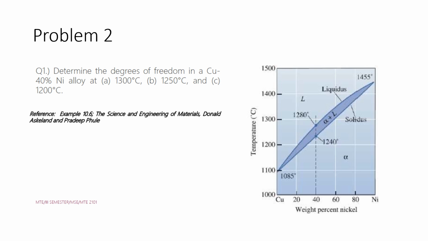Problem number 2. In this problem, you have to determine the degrees of freedom in a copper nickel alloy, same figure, same plot. Determine the degrees of freedom in the copper nickel alloy at 1300 degrees centigrade, at 1250, and at 1200 degrees centigrade. How can we determine the degrees of freedom if a plot is given, if temperature and composition are known?